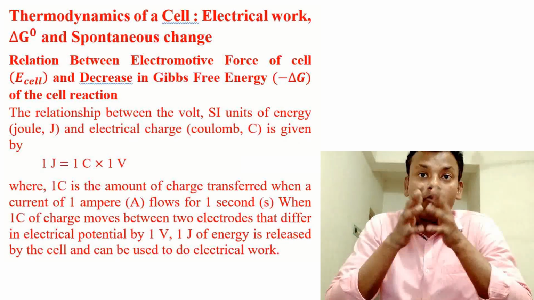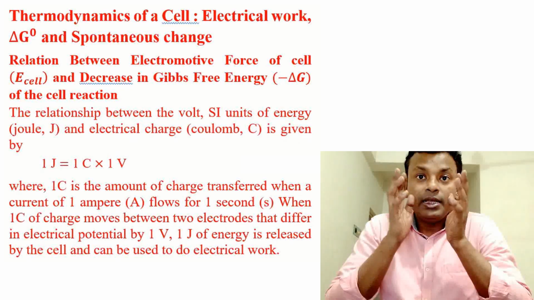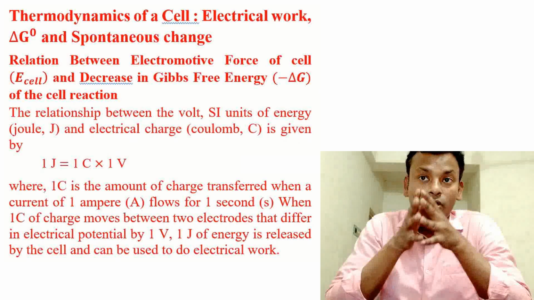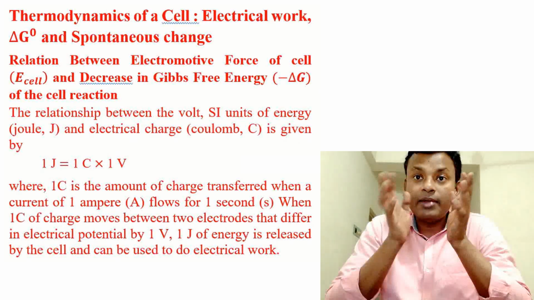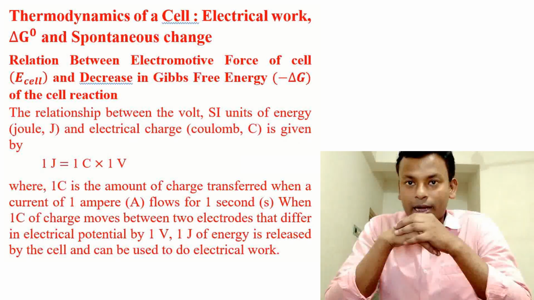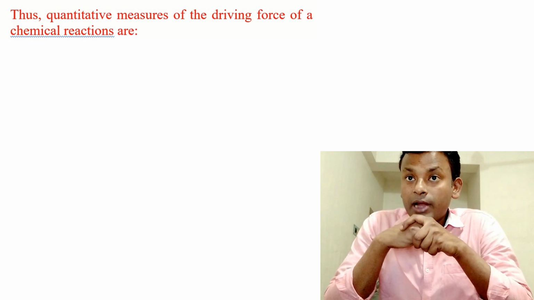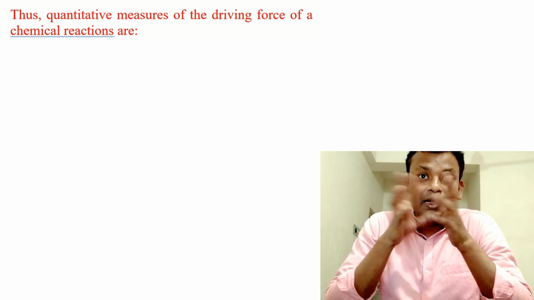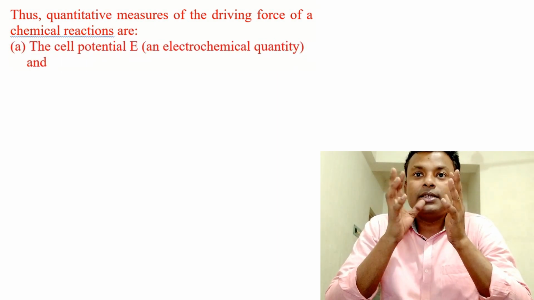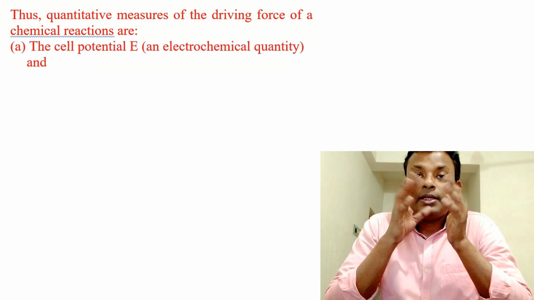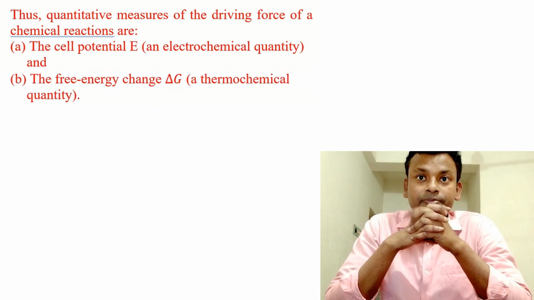When 1 coulomb of charge moves between two electrodes that differ in electrical potential by 1 volt, 1 joule of energy is released by the cell and can be used as electrical work. Thus, quantitative measures of driving force of a chemical reaction are: A. the cell potential E, that is electrochemical quantity; B. the free energy change del G, that is thermochemical quantity.